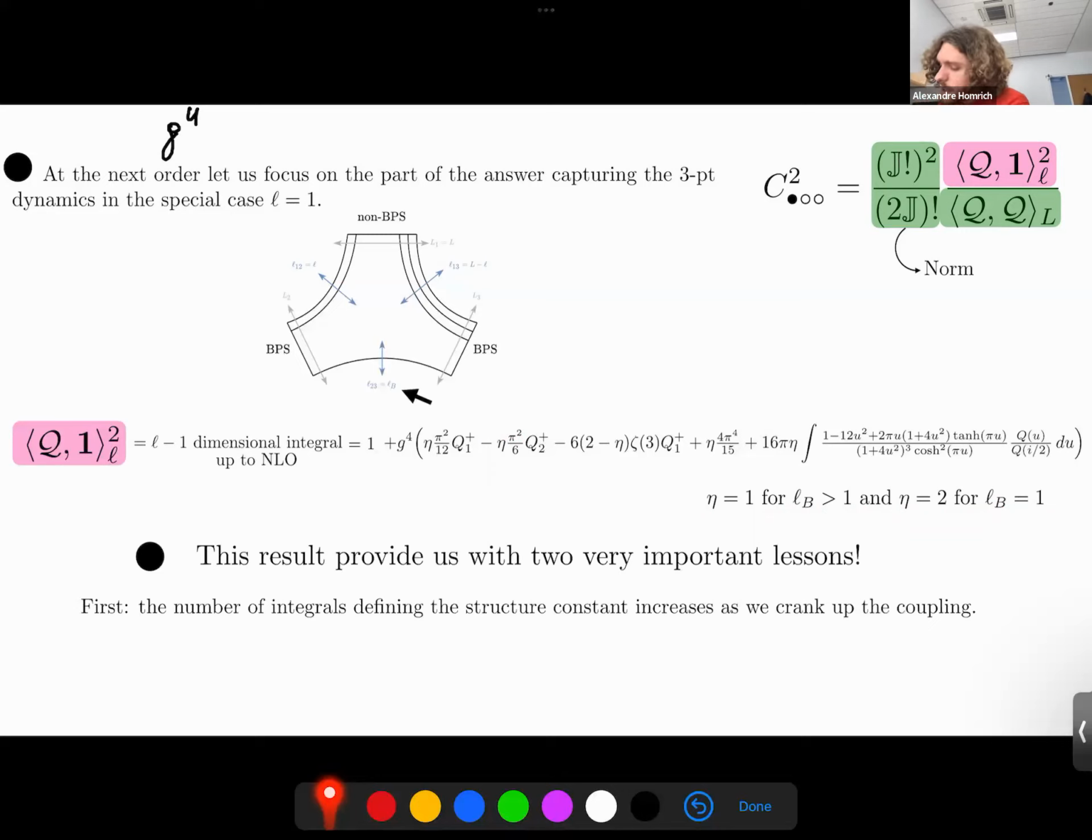The first is that as we crank up the coupling, we expect more and more integrals to show up. At least this is what is suggested. And this, of course, is sort of expected. There are other computations you can perform in this Q function framework of pairing Q functions and so on, that suggest that the number of integrals that appear in this formalism is associated to the number of degrees of freedom of the objects involved in the computation.